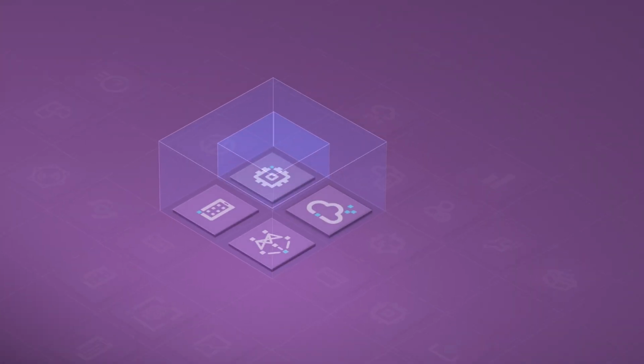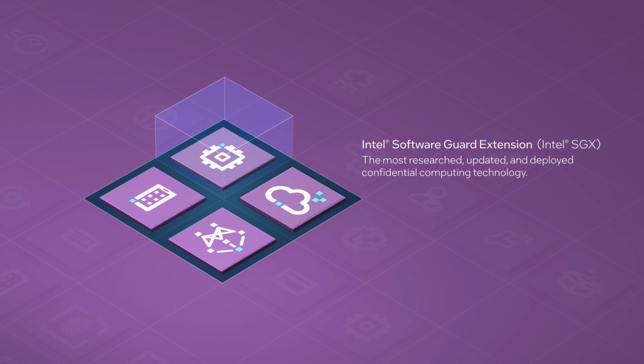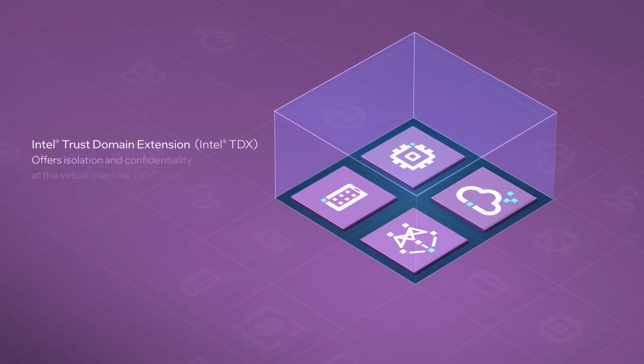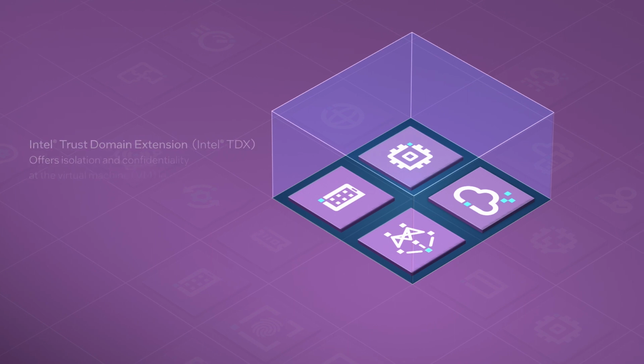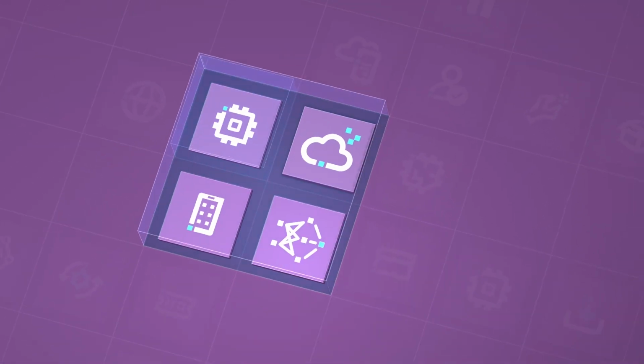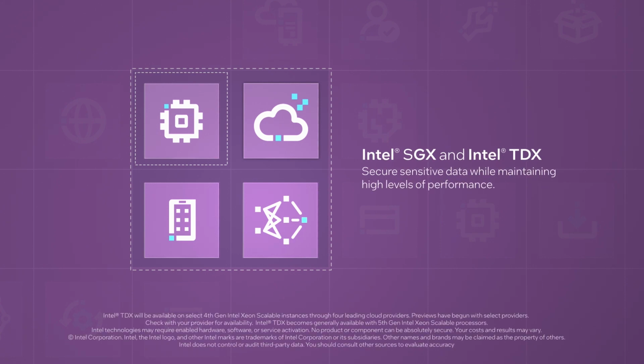Intel Software Guard Extensions, or Intel SGX, enables the smallest trust boundary for confidential computing. It's the most researched, updated, and deployed confidential computing technology in the data center in the market today. Intel Trust Domain Extensions, or Intel TDX, provides security at the virtual machine level. By offering both Intel SGX and Intel TDX in our confidential computing portfolio, we give customers options for how they help protect sensitive data and code while maintaining high levels of performance.